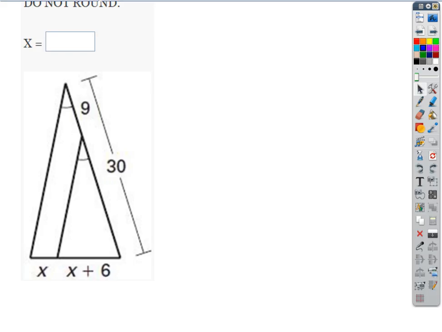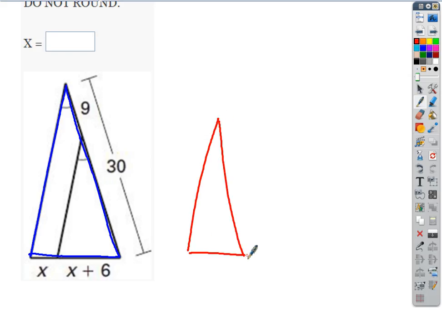Okay, we could separate the two triangles for one thing. Let's make the big one the blue triangle, how about? And if I pull that little one out, it's kind of like that, right? Now, what are the dimensions if we do that? Well, this whole thing, it looks like, is 30, right?